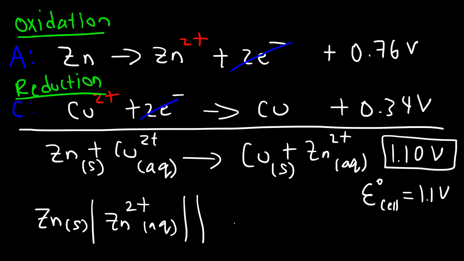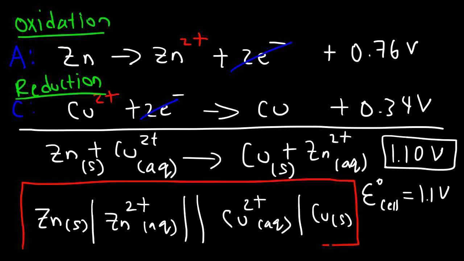So in the reduction half cell, we have the copper 2 plus ion dissolved in a solution, and we need to separate that because the electrode is in a different phase than the copper 2 plus ion, and so the cathode is copper metal, the anode is zinc metal. So that's a simple way in which you could represent this cell using cell notation, also known as line notation. By the way, a galvanic cell is also known as a voltaic cell, so just keep that in mind.